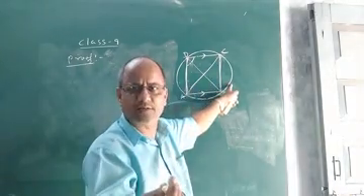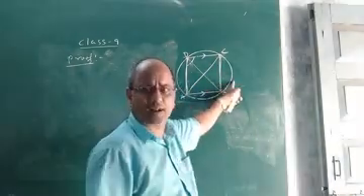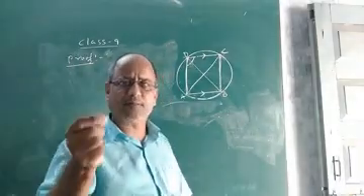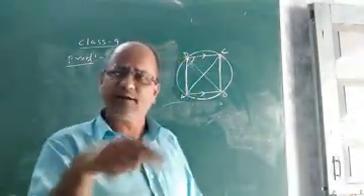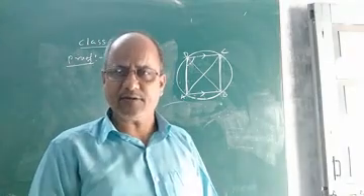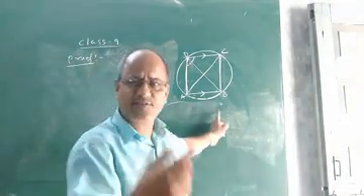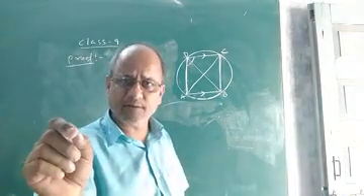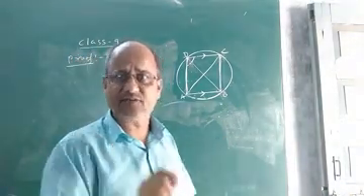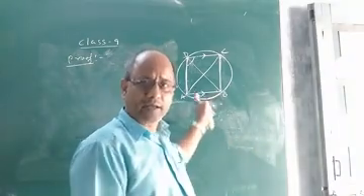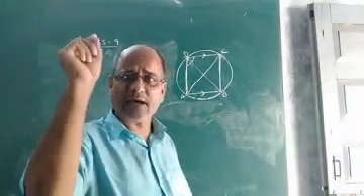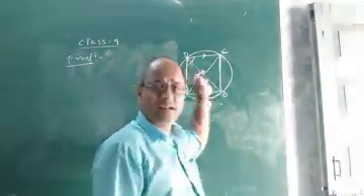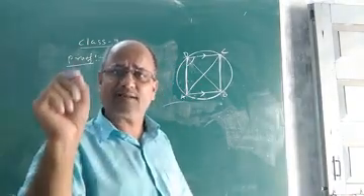So what is meant by isosceles? Isosceles means the non-parallel sides are equal, because you know in a trapezium if the non-parallel sides are equal, it is called an isosceles trapezium. So the property says that a cyclic trapezium is isosceles. You have to prove that a cyclic trapezium is always isosceles. That means in a cyclic trapezium the non-parallel sides are equal.